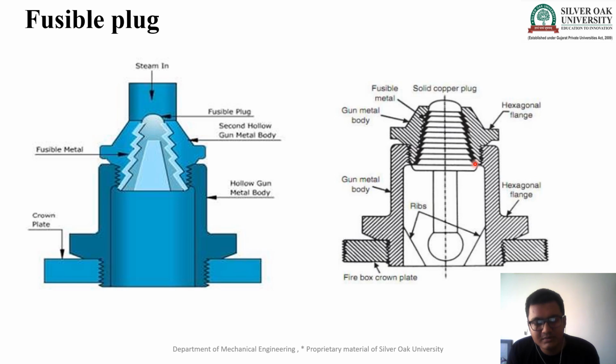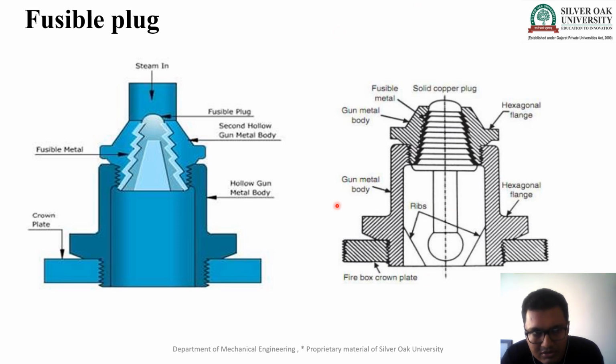And what is fusible metal? It does not melt at a certain temperature, but when the temperature increases beyond that capacity, the black part, the fusible metal, gets melted. If the two side parts are melted, then this part, the solid plug, drops inside the furnace, and this portion is open. When this portion is open, steam rushes out, and the combustion will stop.